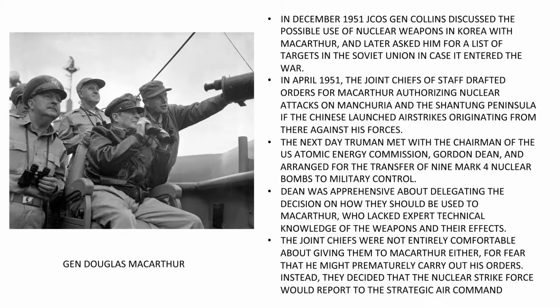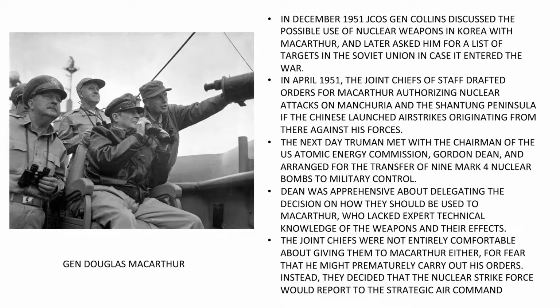So December, Chairman Joint Chiefs of Staff General Collins discussed the possible use of nuclear weapons in Korea with MacArthur, and later asked him for a list of targets in the Soviet Union in case it entered the war. So the Soviet Union, it was China which was actually fighting, not the Soviet Union. So the Americans toyed with the idea of throwing a nuclear bomb on China or the Soviet Union. In fact, what MacArthur recommended was Chinese targets north of the Yalu River. So this was the first nuclear moment, or second nuclear moment, some say, after the first use of nuclear weapons. So what they were thinking actually was throwing the bomb on Chinese targets.